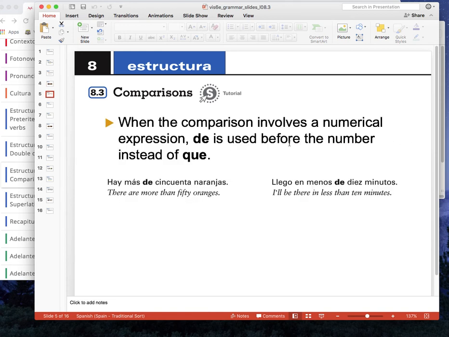So when it involves numbers, we use de instead of que before the number, right? So hay más de 50 naranjas. So we don't say hay más que 50, right? Llegamos en menos de 10 minutos. So anytime you're saying more or less, and then it's about a number, any sort of number, right? So minutes or whatever, use de.